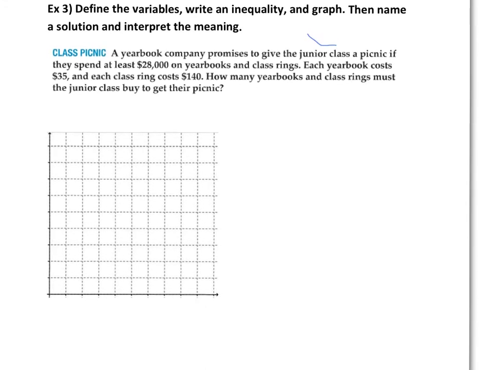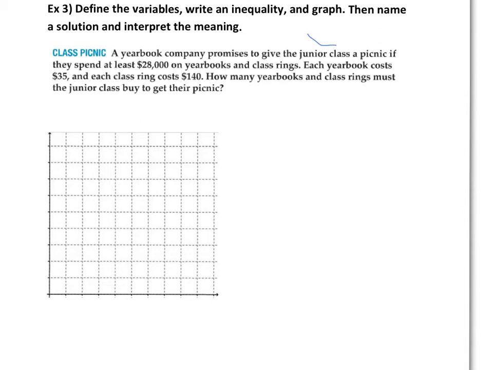Okay, this one says define the variable, write an inequality and graph, then name a solution and interpret the meaning of that. It says a yearbook company promises to give the junior class a picnic if they spend at least $2,800 on yearbooks and class rings. Each yearbook costs $35 and each class ring costs $140. How many yearbooks and class rings must the junior class buy to get their picnic?